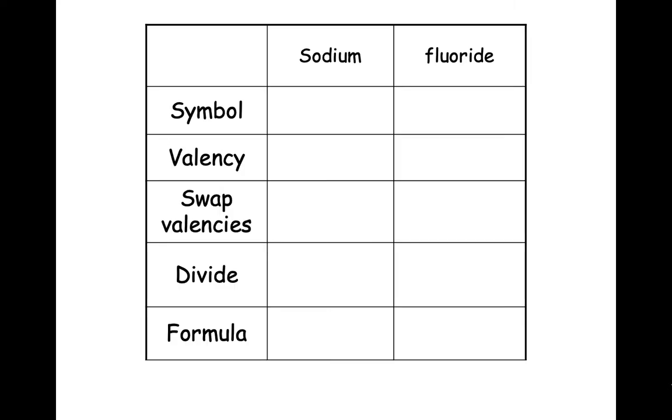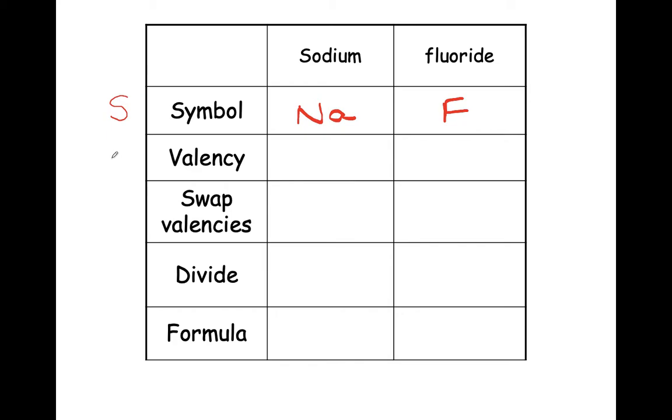Now just before we move on to using Roman numerals, I want to take a step back and remind you of the SVSDF method of using chemical names to reach chemical formulas. The first example we have here is sodium fluoride. So our step one is our symbols. Our symbol for sodium, if we consult our data booklet, is Na. And the symbol for fluoride, or fluorine, is F.